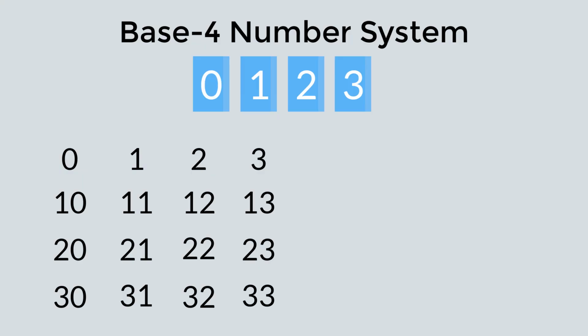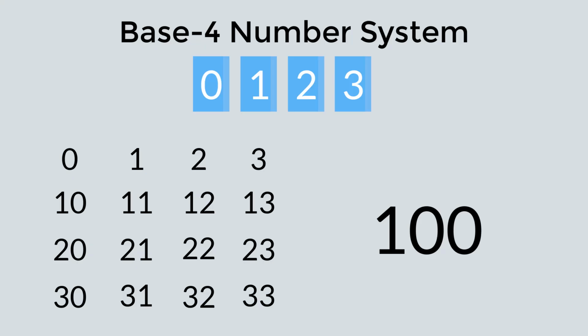After 3, 3, both positions have reached the largest available symbol. So we need a new position. We write 1, 0, 0. In base 4, 1, 0, 0 means one group of 16s, 0 groups of 4, and 0 extra ones.